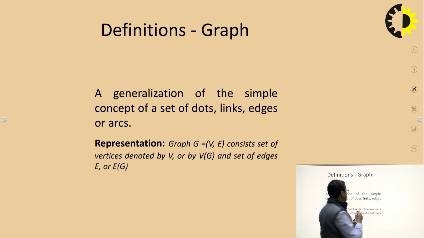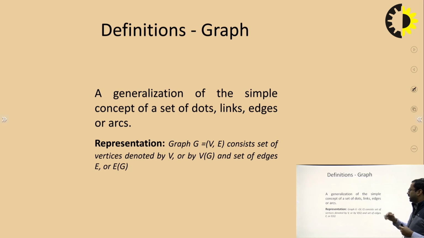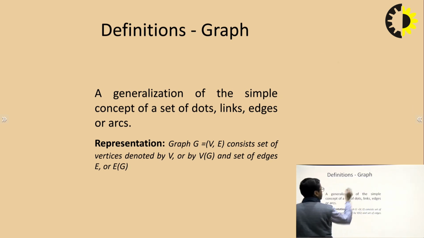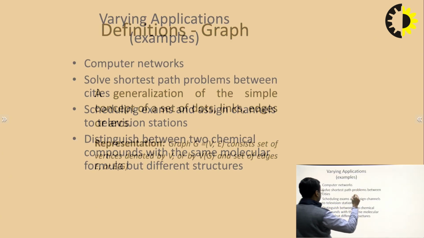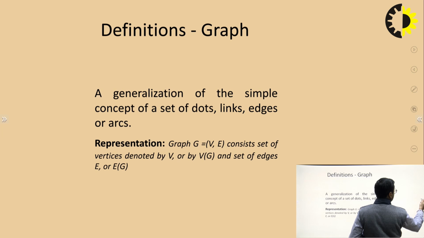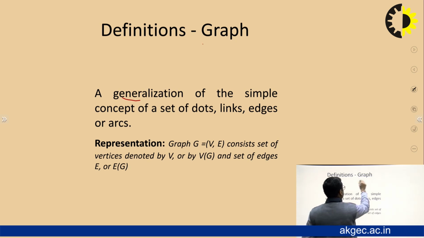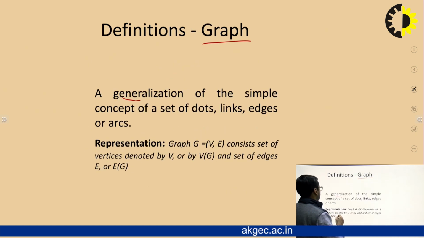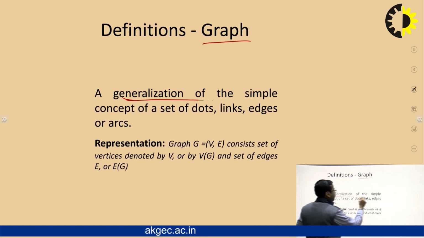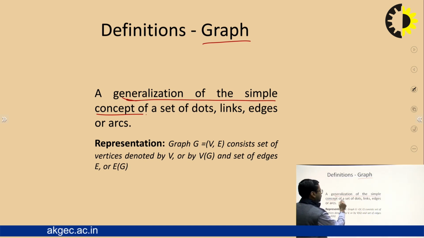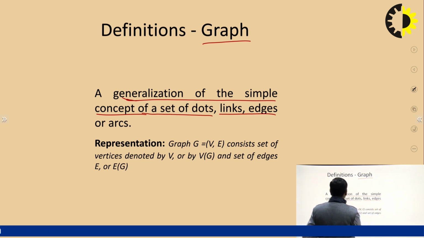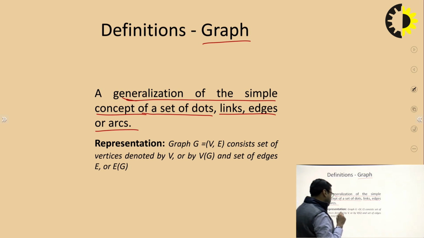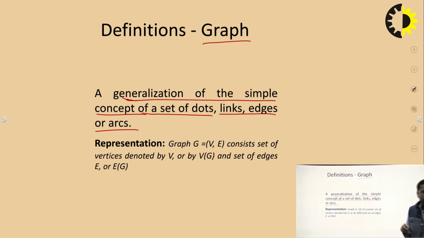So it is a generalization of the simple concept of a set of dots, links, edges or arcs. That is the word we should use to describe what a graph is. A graph is the term considered for the simple concept of a set of dots, links, edges or arcs, and it is represented in the form of V and E, a set of V and E.